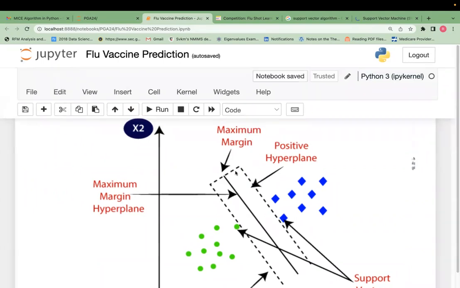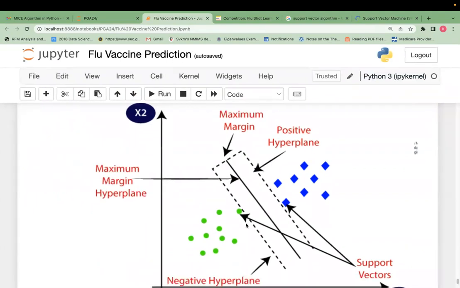We call this the maximum margin hyperplane. Now a line can be drawn like this, a line can be drawn like this. There are different ways of drawing a straight line separating both the classes. But the algorithm draws a straight line in such a manner that the margin between the two classes is maximum.